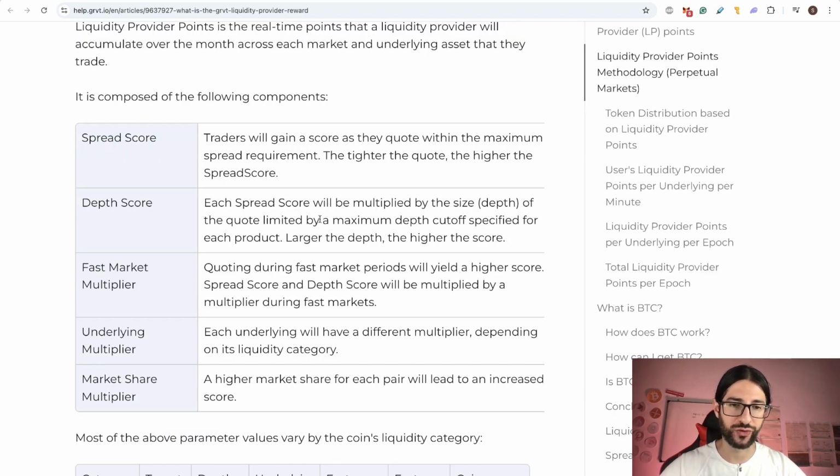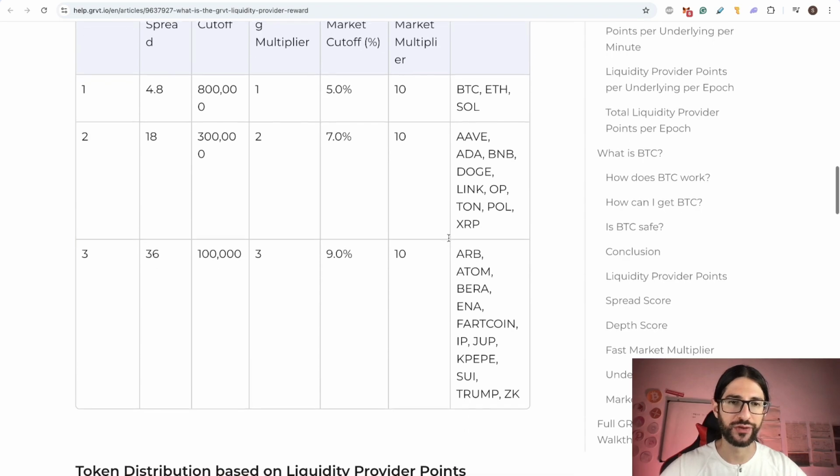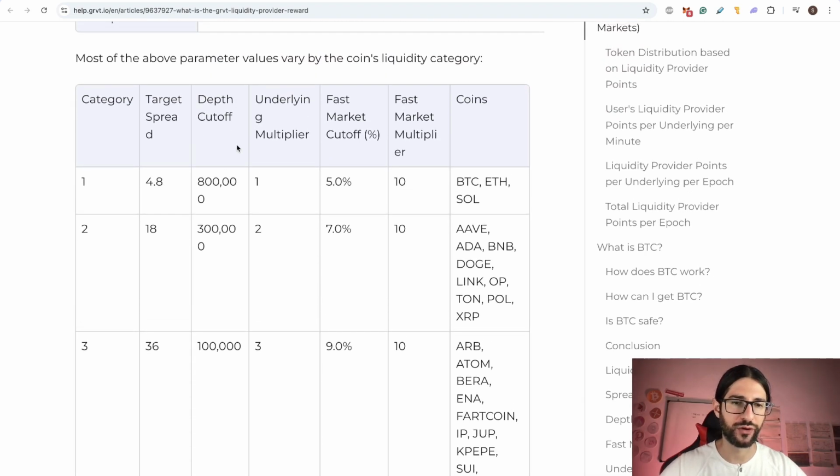Then you have the depth score. Each spread score will be multiplied by the size, basically the depth of the quote, limited by a maximum depth cutoff specified for each product. The larger the depth, the higher the score. So that is the table that you have here. This is the depth cut that you are going to have depending on each category.